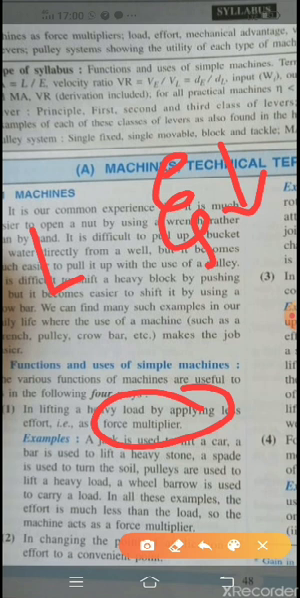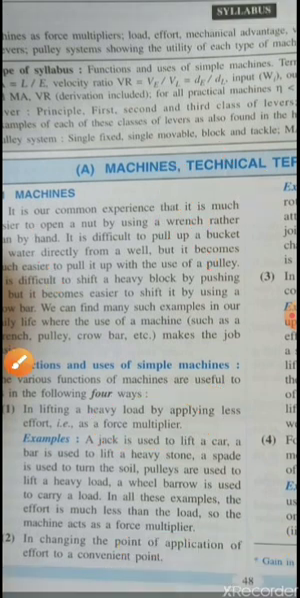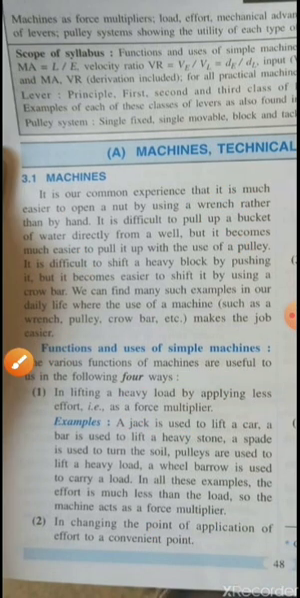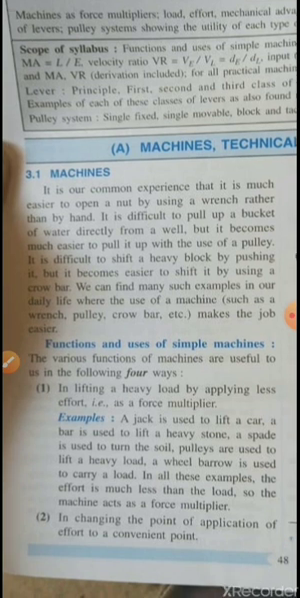Here your machine is acting as a force multiplier. The examples again here are: to lift a heavy stone, a spade used to turn the soil, pulleys used to lift a heavy load. So all these are examples of a force multiplier. If you want to move an object, a very massive load, you apply only a little bit of effort. So that is called a force multiplier.